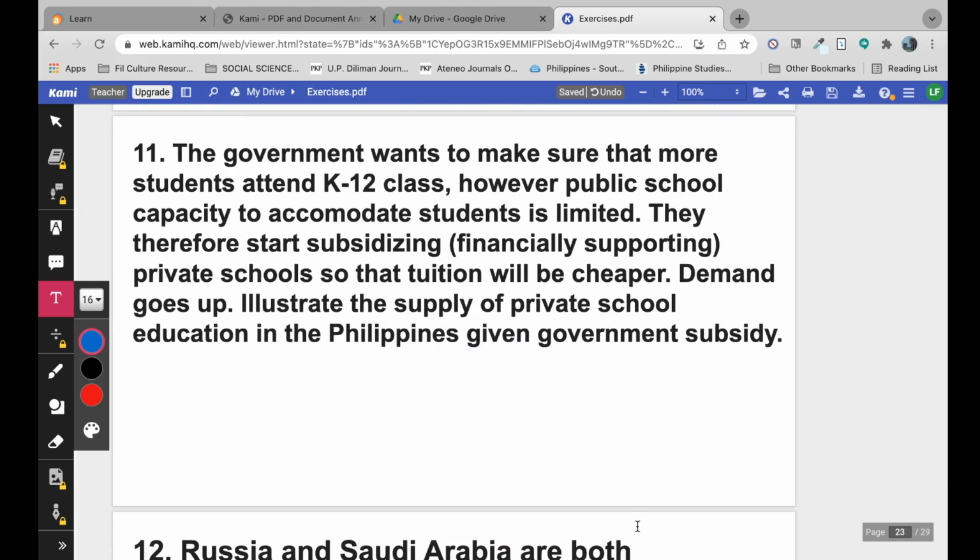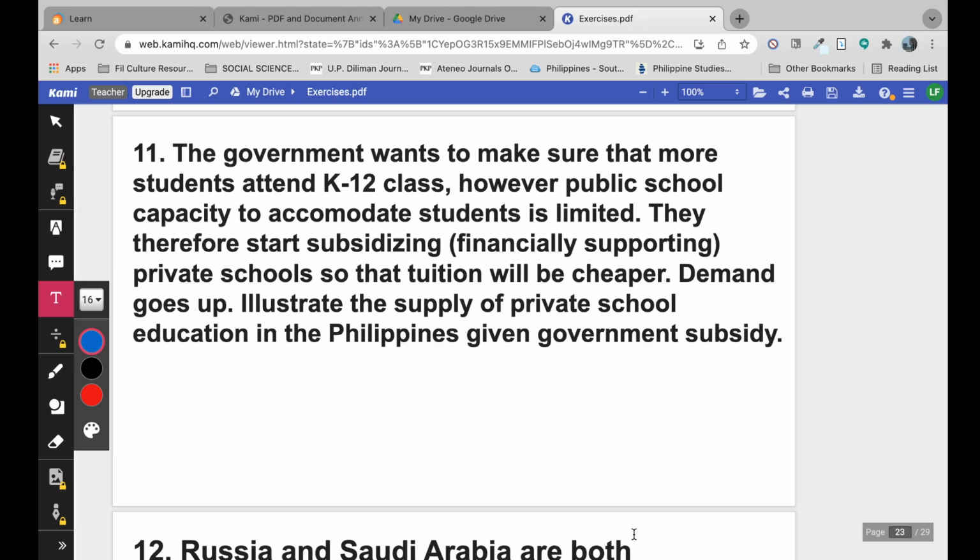Okay, let's have number 11. The government wants to make sure that more students attend K-12 classes, their new flagship program for education. However, public school capacity to accommodate students is limited. They therefore start subsidizing, they financially support schools, specifically private schools, so that tuition will be cheaper. Because tuition will be cheaper, demand goes up, specifically for private school education. Illustrate the supply of private school education in the Philippines given government subsidy.